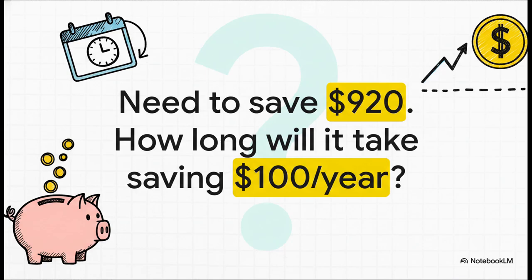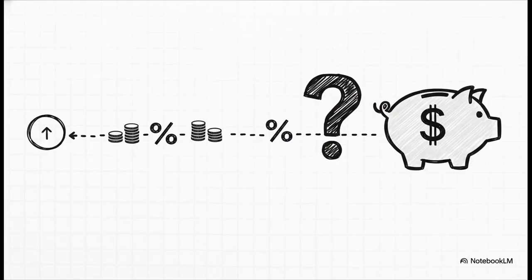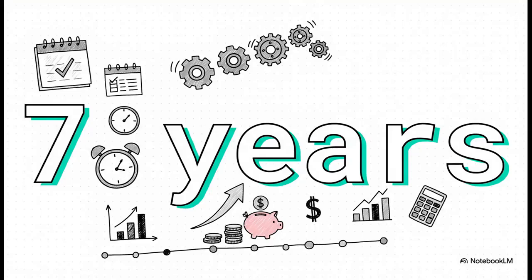Imagine your goal is to save up $920, and you can put away $100 a year. This time, the unknown isn't the payment, it's the time. How long is this going to take? So just like before, let's lay out what we already know. Our future value, the target we're shooting for, is $920, our annual payment is $100, and our interest rate is 9%. The number of years, N, is the blank we need to fill in. And there it is. The math tells us it'll take exactly 7 years to hit that goal.